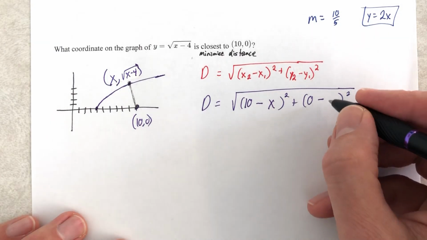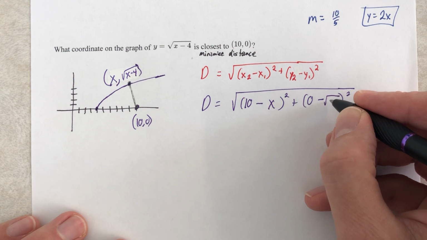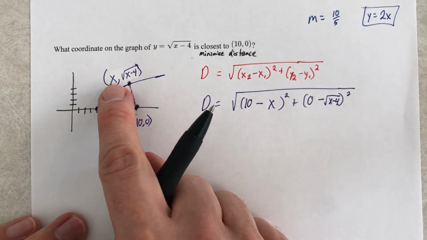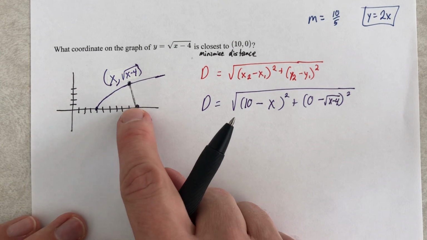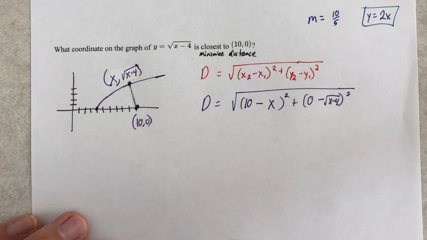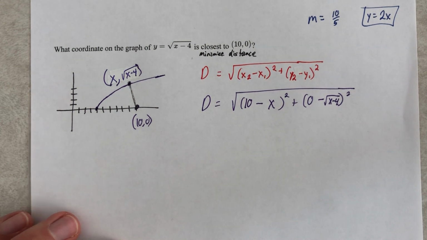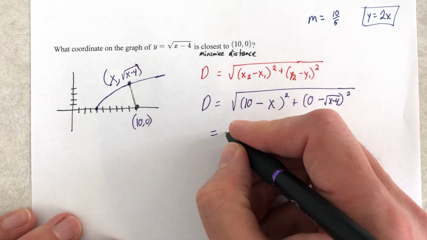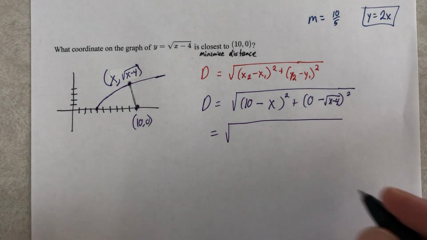10 minus x, and then this is the square root of x minus 4. Okay? So your x, I don't know what the x is, but the y that corresponds to it comes from that. All right, let's find the derivative of that. Do you want to find the derivative of that? Me neither. Let's not. Well, let's simplify first, whether we find the derivative or not, but we're not.